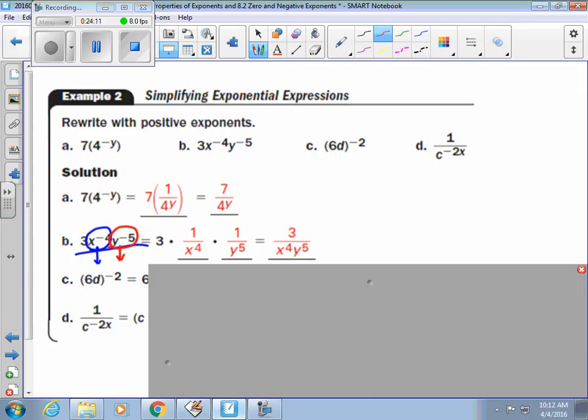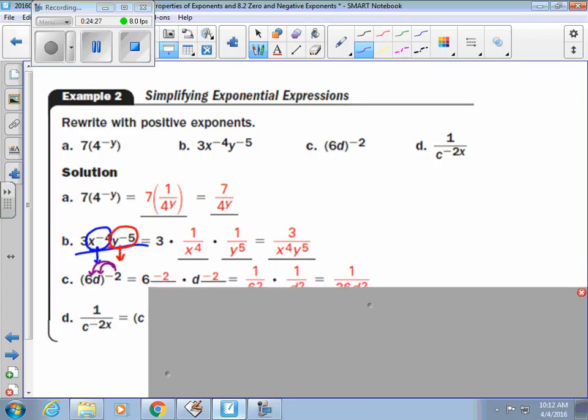6d to the negative second power. Both terms, or both things, are being raised to the negative 2. 6 is raised to the negative second power, and d to the negative second power. Both of them are going to ride the elevator down. 6 is going to go down and become 1 over 6 squared, and d is going to go down and become 1 over d squared. So 1 over 36 d squared.